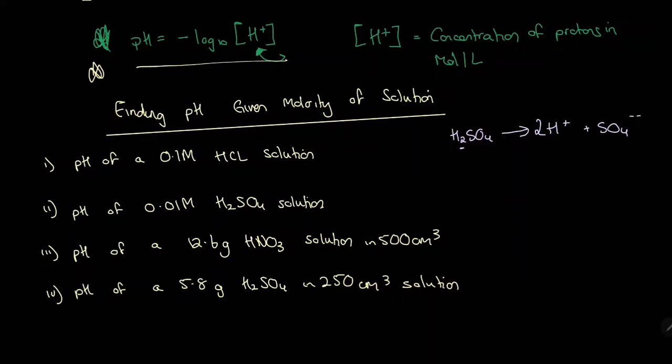Okay, we have 0.01 molar, but this time it's a 1:2:1 ratio. So we're going to have 0.02 moles of the hydrogen ion and 0.01 moles of the SO4. So our concentration for the hydrogen ion is 0.02 moles per litre. So you put that into your formula again, the minus log 10, and then in brackets 0.02. You're going to work out the pH to be 1.7.